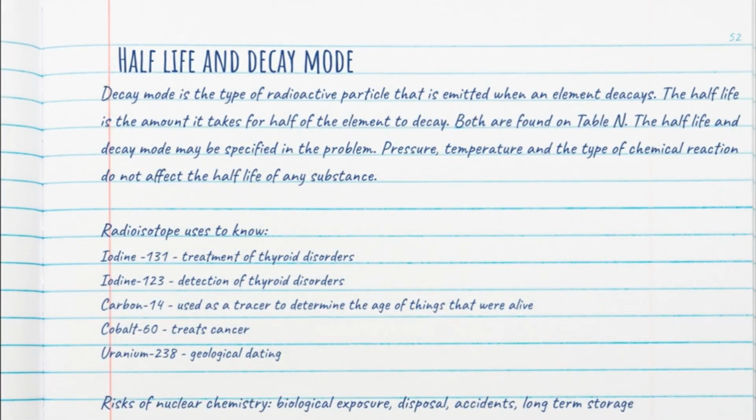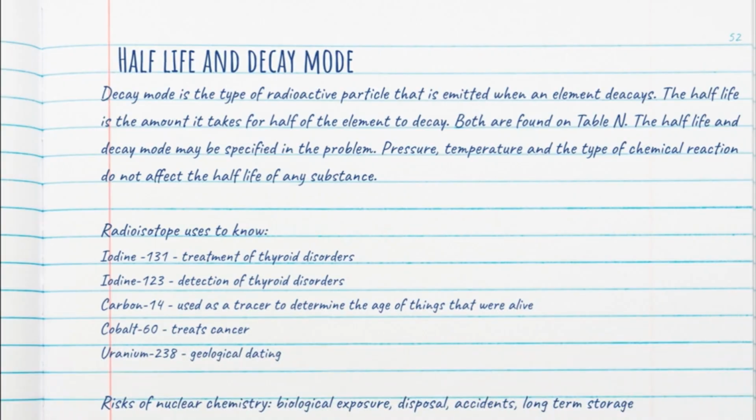Half-life and decay mode. Decay mode is the type of particle that's released when the element decays. The half-life is the amount of time it takes for half of the element to decay. Both are found on Table N. The half-life and decay mode may be specified in the problem. Pressure, temperature, and the type of chemical reaction do not affect the half-life of any substance.